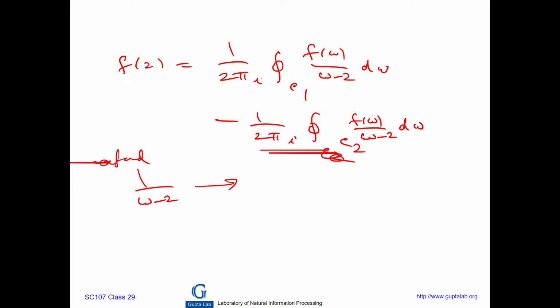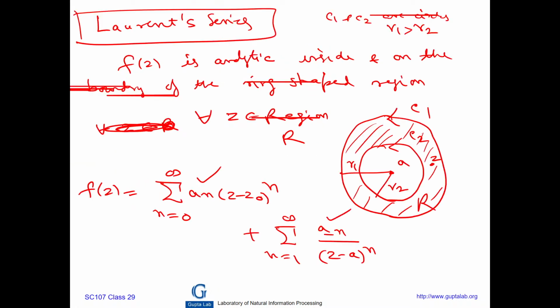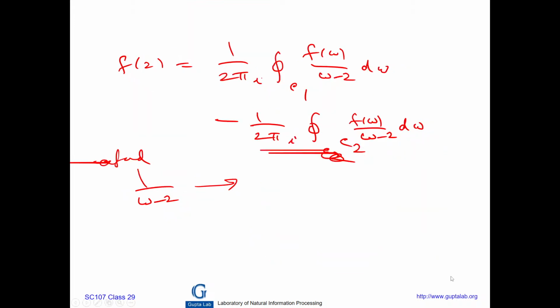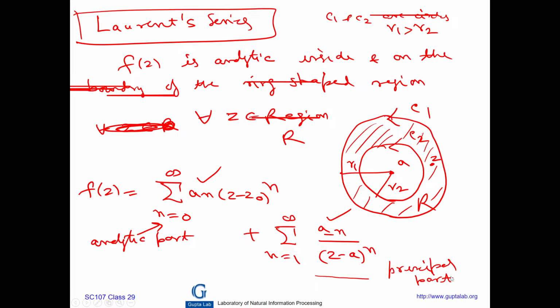So one thing I want to mention here: this is known as the analytic part of the series, and this is known as the principal part. So actually this principal part will tell you what kind of singularity is there.